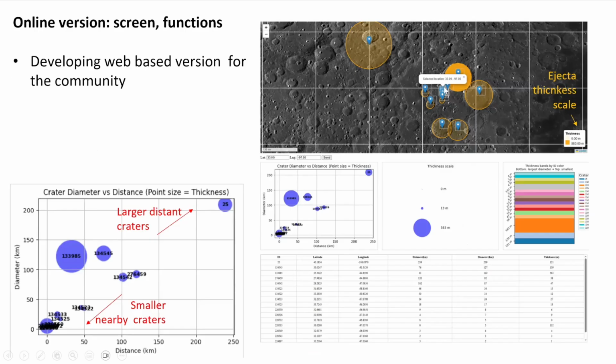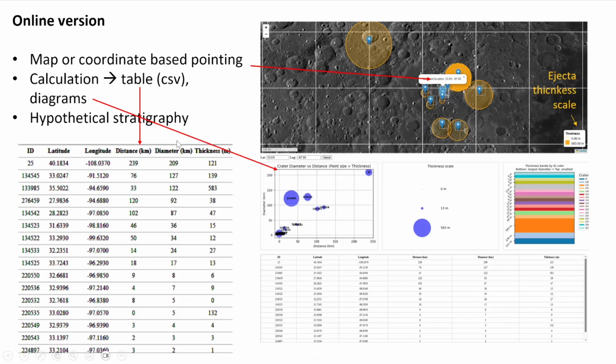Click, then the system calculates those craters which provide ejecta based on the database and provides some interesting output. For example, it indicates, according to diameter and distance, which craters provide ejecta, and provides also a table-based summary which can be downloaded as a CSV file. Here you can see it as a CSV file.